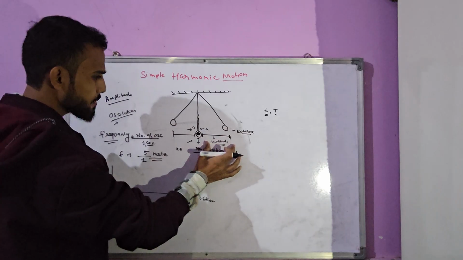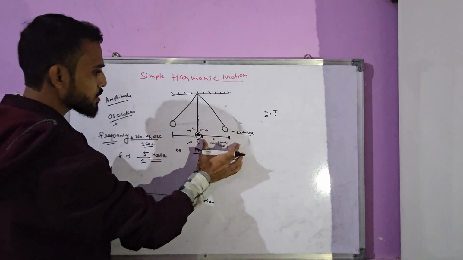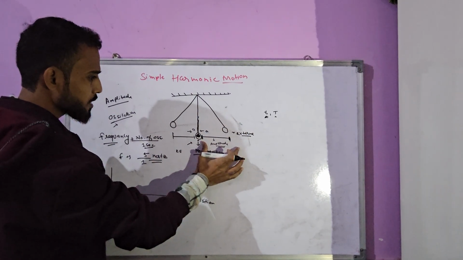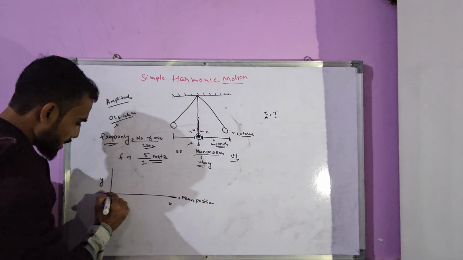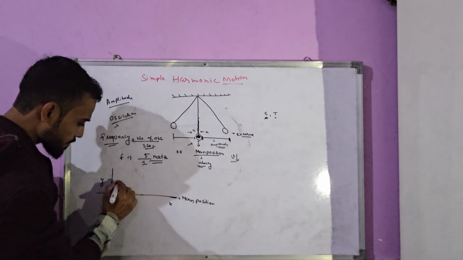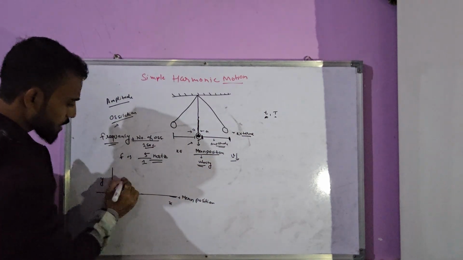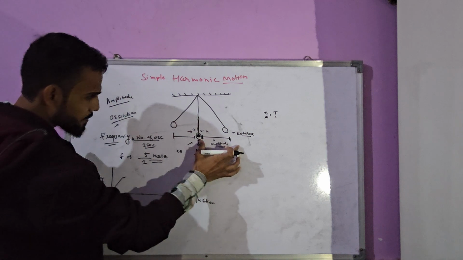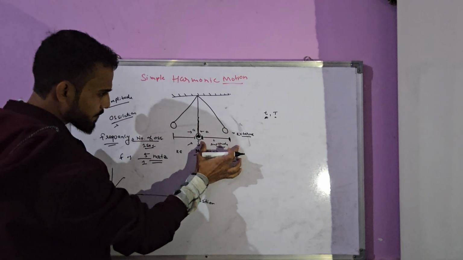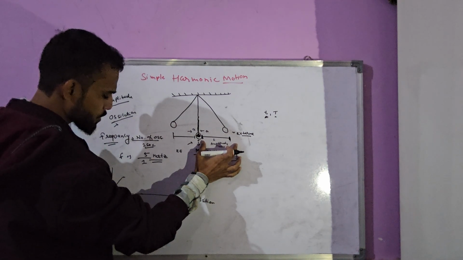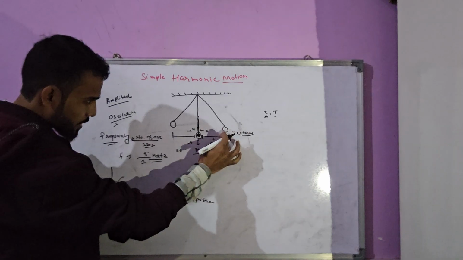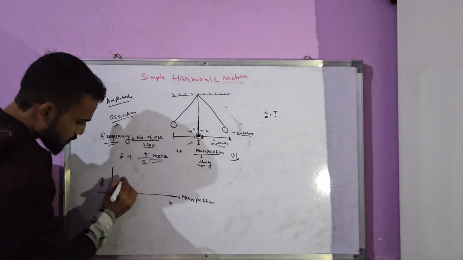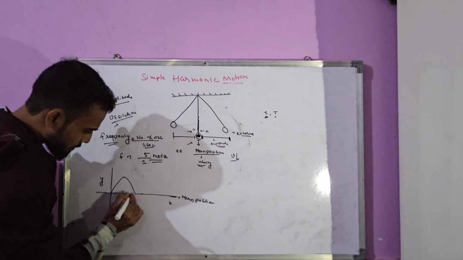So this bob will reach some height, or some displacement. Now here this bob starts moving. Getting my point? Now here this bob completes some displacement. So this is the maximum displacement, suppose. Then again this bob starts coming toward the mean position.